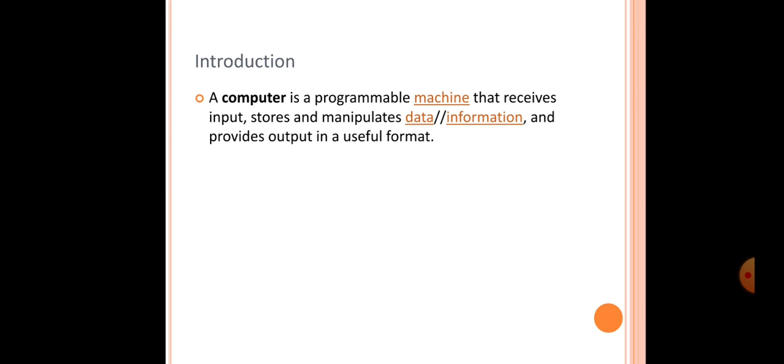Now which are the output devices? The monitor and the printer are the output devices. Why are these called output devices? Because when you press 1, it is displayed on the monitor, meaning it shows the output. If you give a print command, the printer prints that particular document. So it gives the output. These are the parts of a programmable machine that receives input, stores and manipulates data and information, and provides output in a useful format.